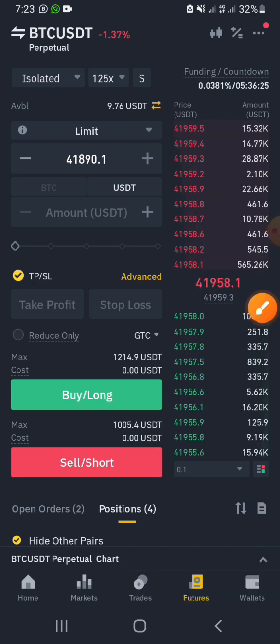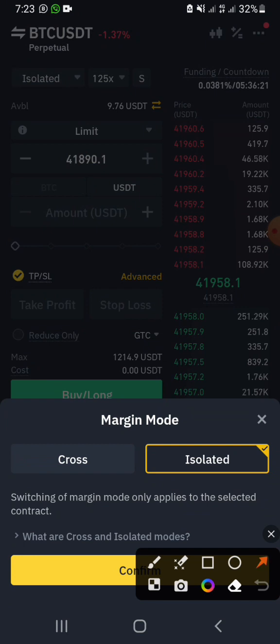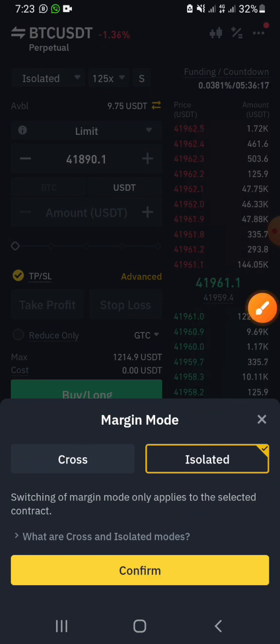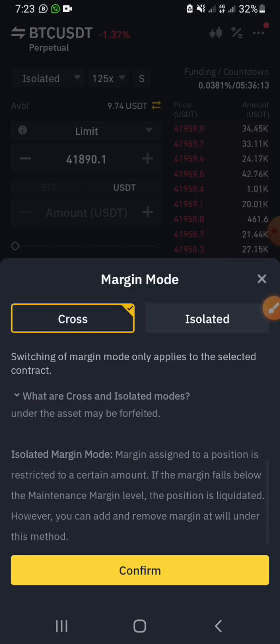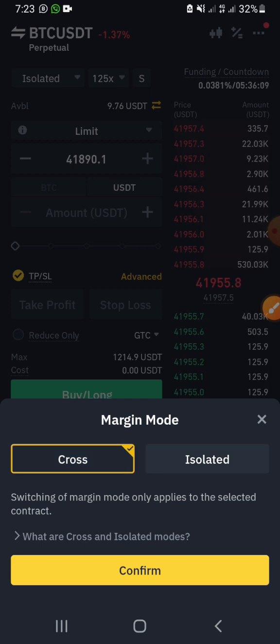Okay, now when you click on that section, technically what you'll be seeing is two different things. You can see the cross and you can see the isolated. Now you can go ahead and read about it here, both the cross and the isolated, but I'm going to be giving a brief and detailed explanation about it.